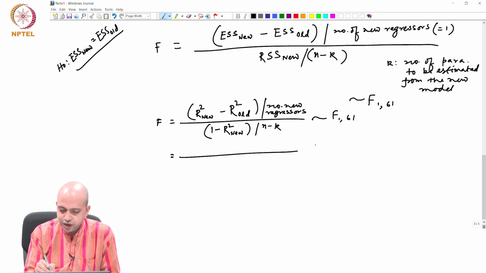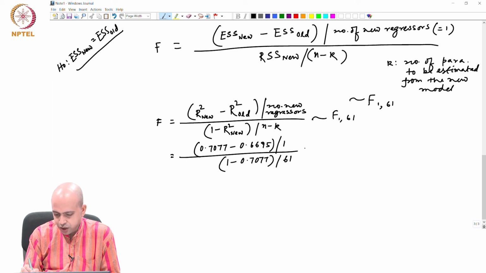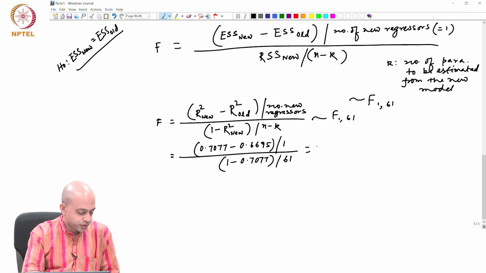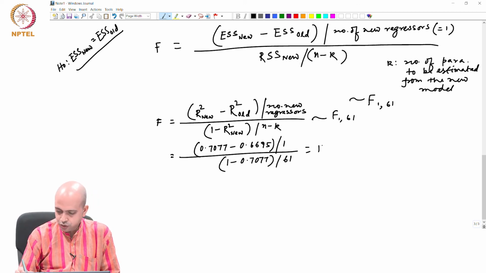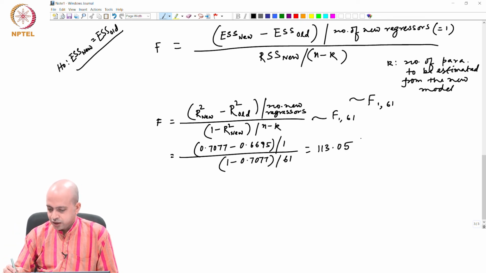So, what is your R square new? R square new is 0.7077 minus 0.6695, divided by 1, and then 1 minus 0.7077, divided by 61, which actually equals, what should be the value of this? The value should be equal to 113.05, and this is your calculated F value.